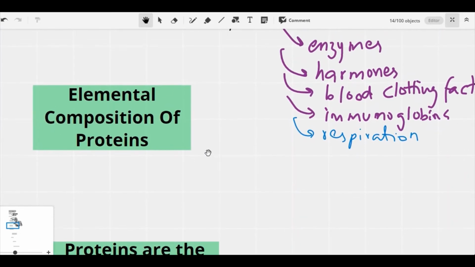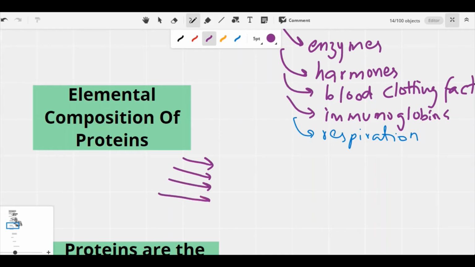Okay, next one is the elemental composition of protein. Remember that the protein contains 5 major elements. One is carbon, second one is hydrogen, third one is oxygen, fourth one is nitrogen, and fifth one is sulfur.